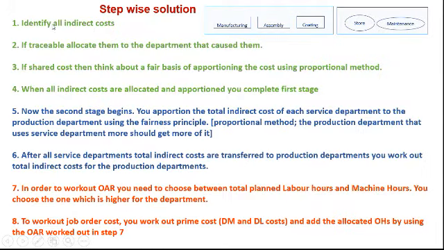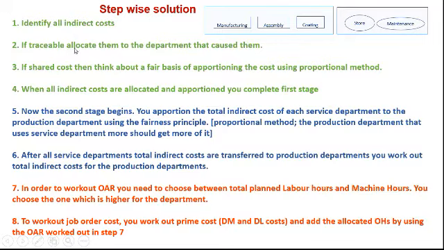So I have provided you with these steps, and if you follow them, you will be able to do any question which involves 2-stage absorption costing. These green ones are the first stage, then the second stage, and then the product costing. As I mentioned earlier, you read the question carefully and first try to identify indirect costs. You list them. There may be 5 indirect costs, maybe 6, 7, 8. So you list all of them.